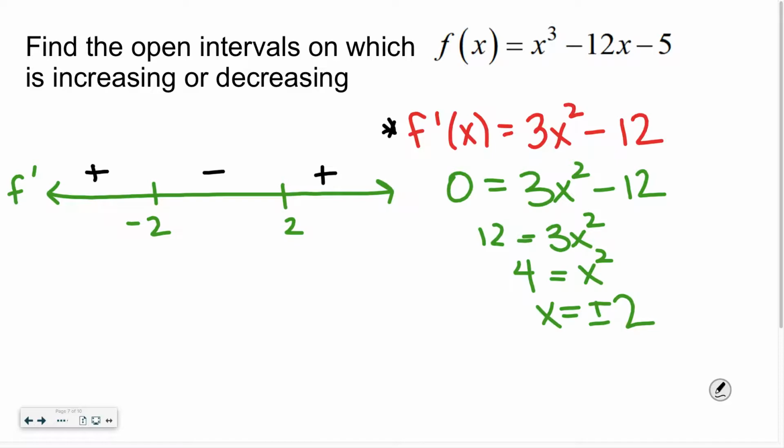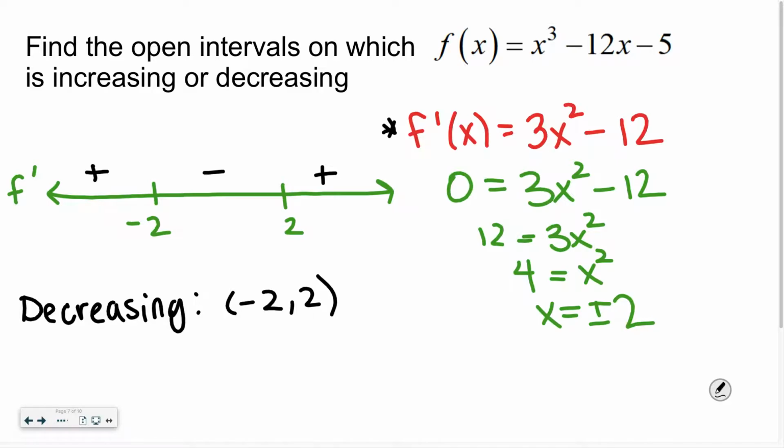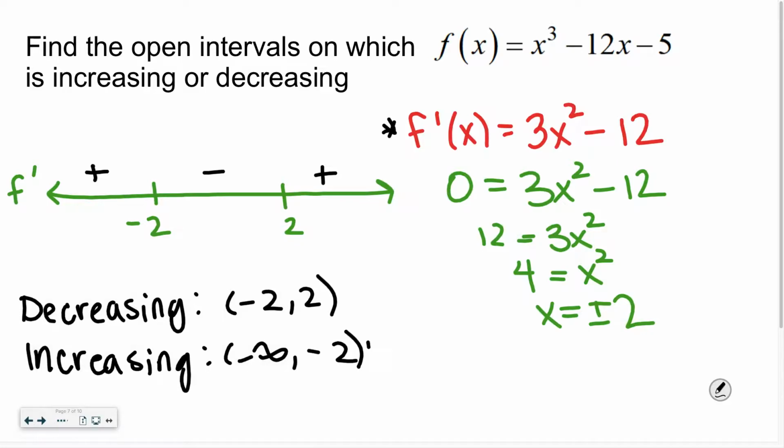At this point, we only have to read our number line. Where our derivative is positive means we have increasing intervals for our function. And where our derivative is negative means our function is decreasing. So we can determine that our function is decreasing from -2 to 2, and our function is increasing from -infinity to -2 and 2 to infinity.